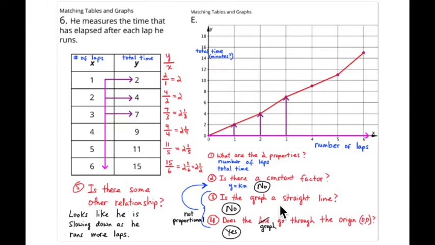So is it a straight line? No. Does the graph, in this case, it's not a straight line, so I changed that to graph. Does it go through the origin? Well, yes, it does. But it's not a proportional relationship. There's no constant of proportionality.